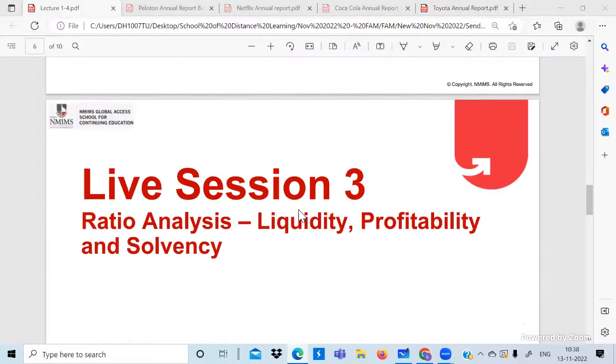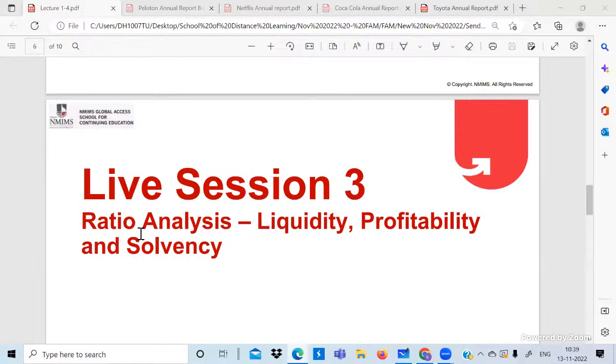Then finally, in the third session, we start analyzing companies. And the basic tool for analyzing a company is your ratios. Ratio is a very simplistic and basic tool used for analyzing companies, which could give us information as to what's happening within the company.